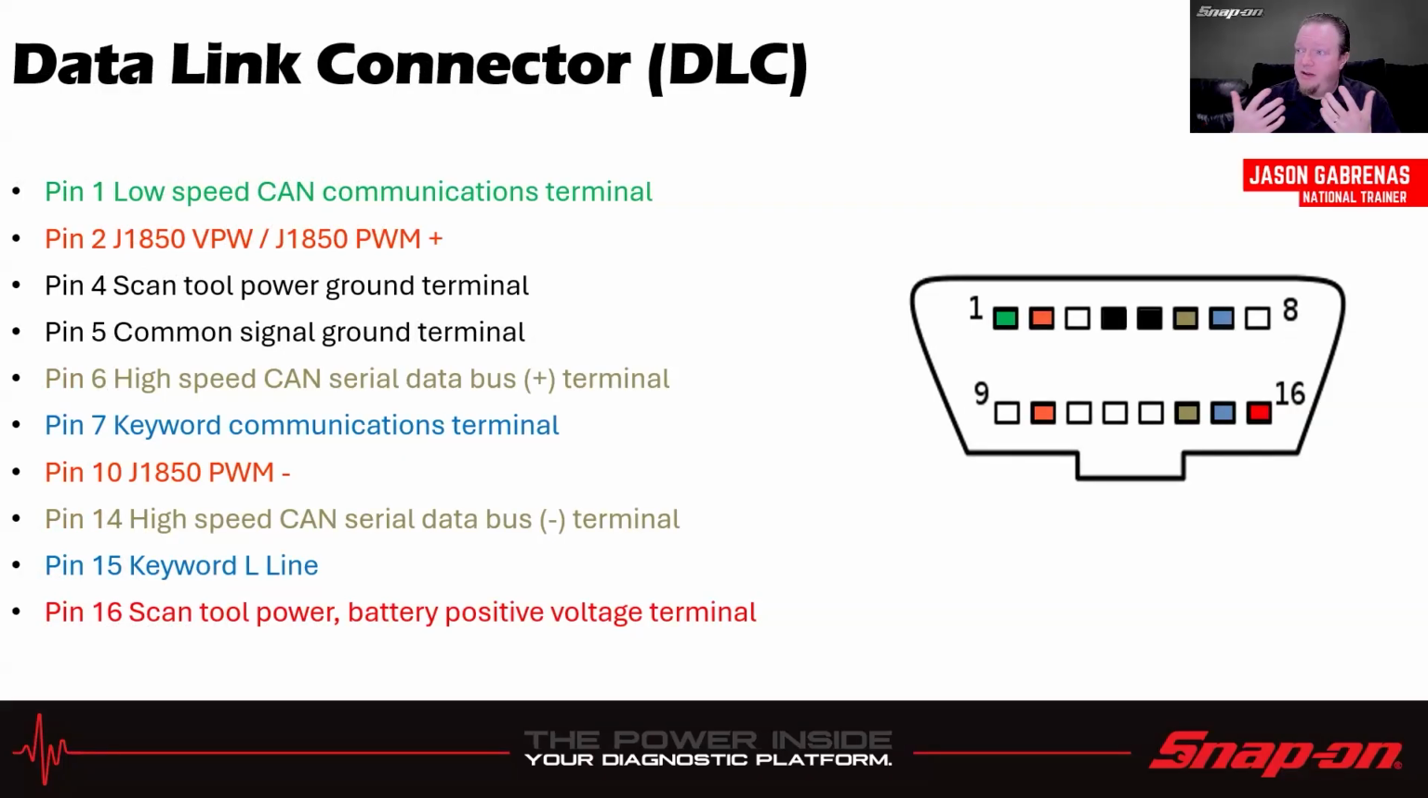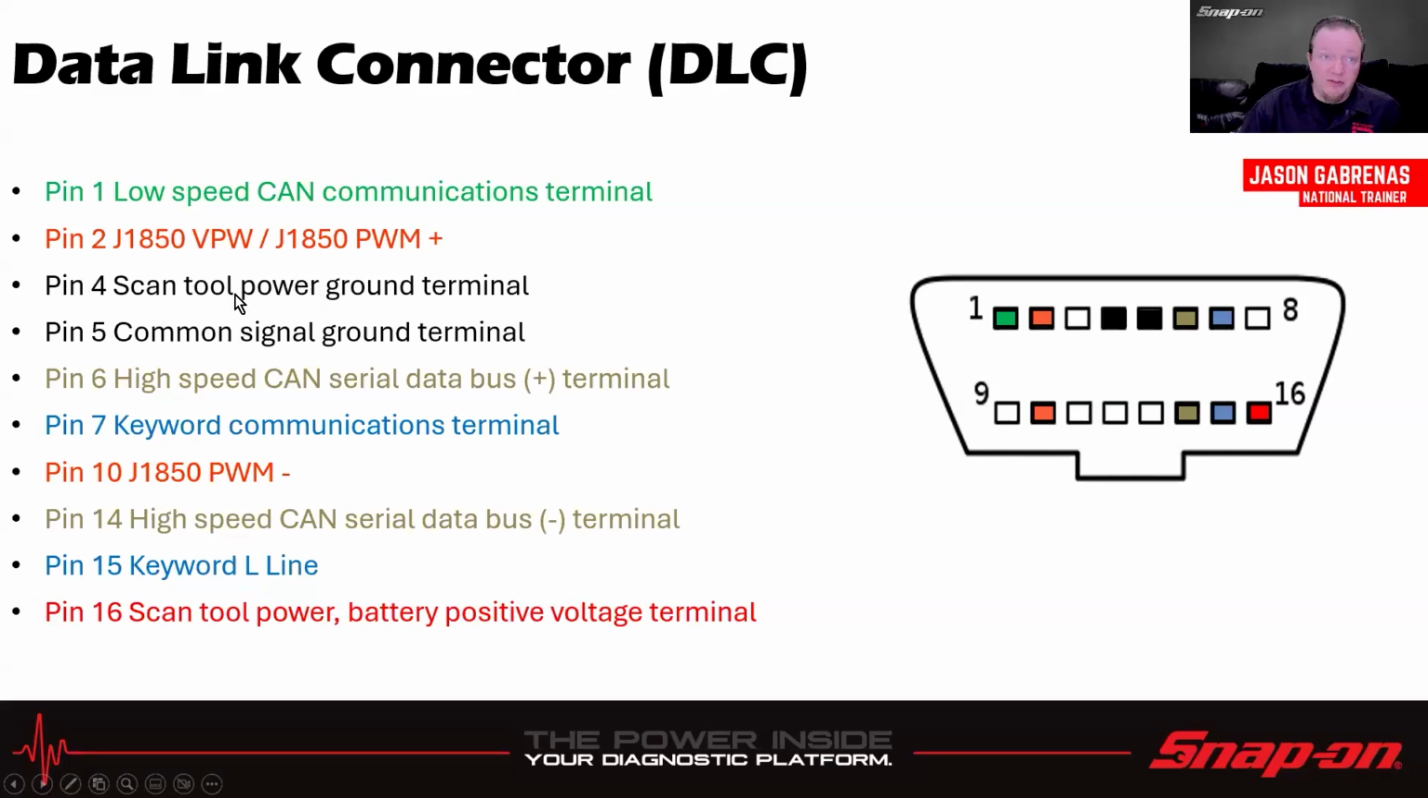Now, one of the more convenient places to test your networks is going to be your data link connector, right? It's right there under the dash, easy enough to get to. And there are some standardized places where these networks need to terminate. So pin 1 is often used for low-speed CAN communication, single-wire CAN. Pin 2 is J1850 variable pulse width or J1850 pulse width modulated positive side, and then negative sides on pin 10.